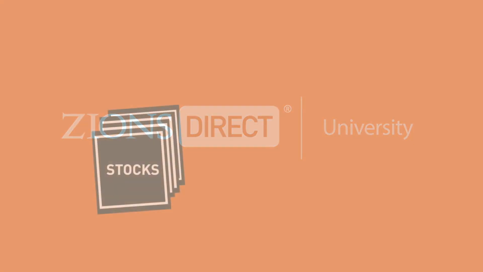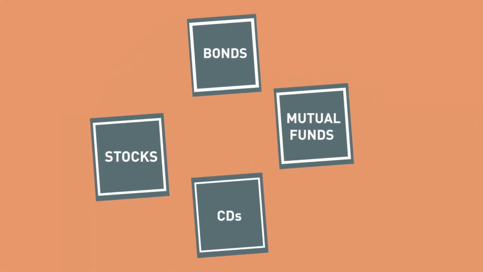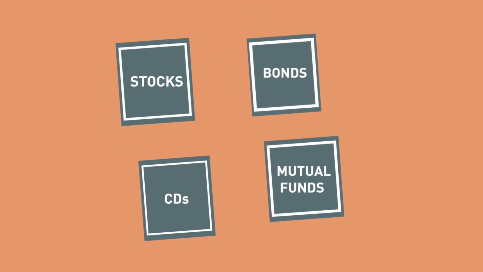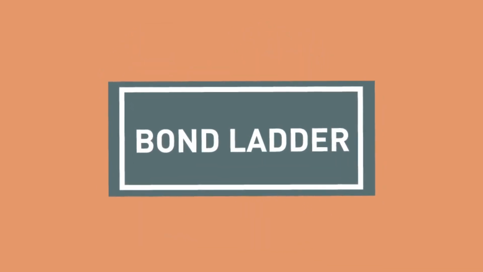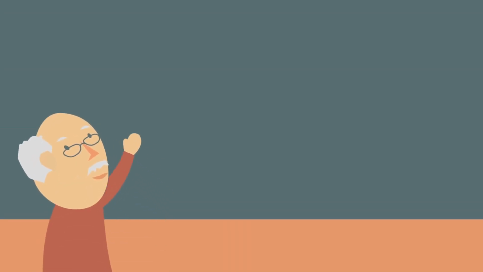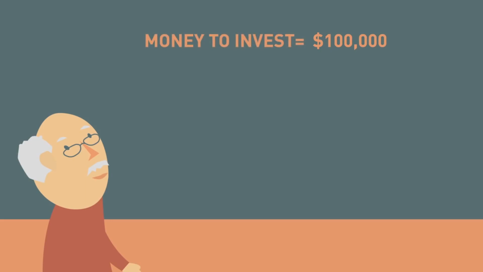When it comes to investing, diversifying your portfolio is one way to mitigate risk. To diversify and manage your bond investments, you can construct a bond ladder. This is Jim. Jim just retired and wants to invest $100,000 of his retirement savings in bonds.